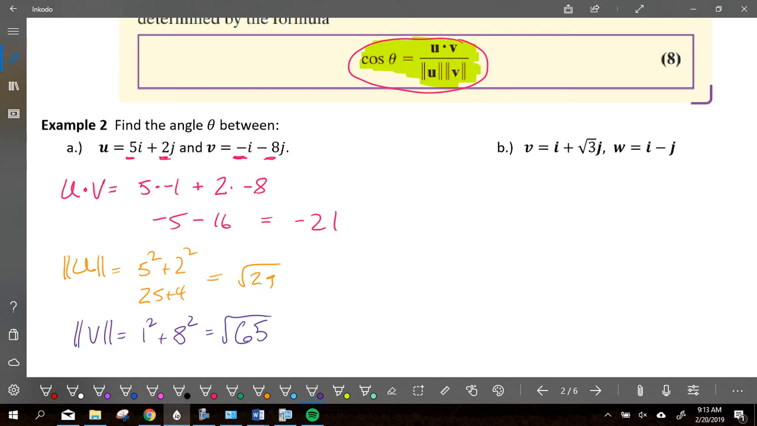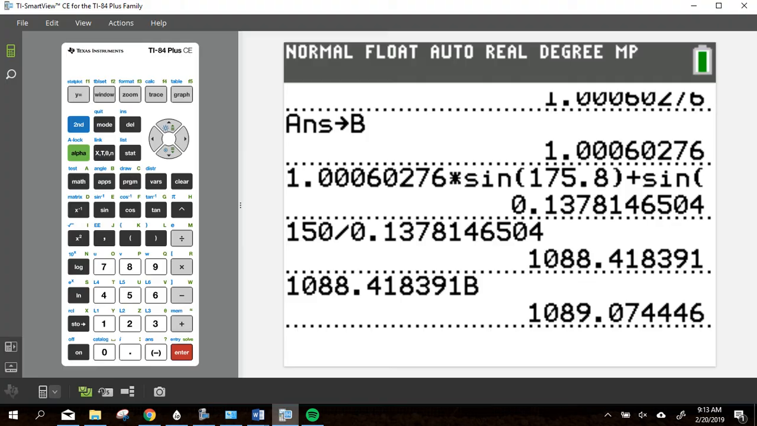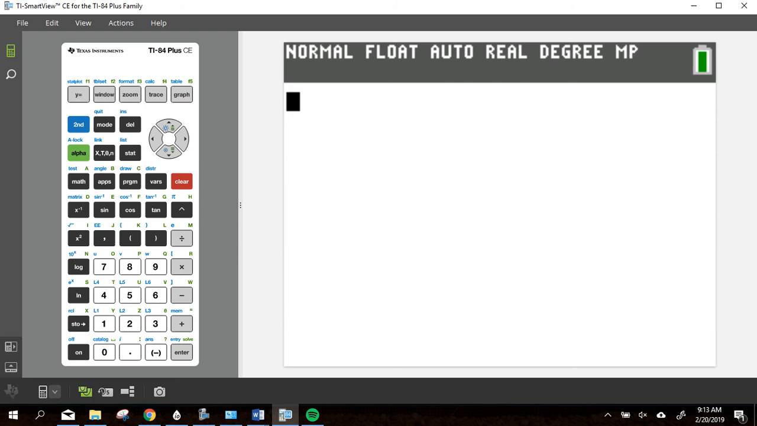Those are the 3 things I need. Once I have those 3 things, I can plug back into my equation and solve. And so I'm trying to solve this equation. Cosine of theta is equal to the dot product over the 2 magnitudes, square root of 29 and square root of 65. What am I going to have to do here to get theta by itself? Inverse cosine. So make sure your calculator's in degrees because we are doing degrees for this chapter.